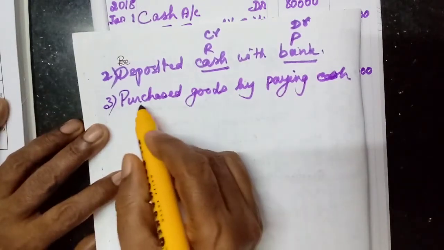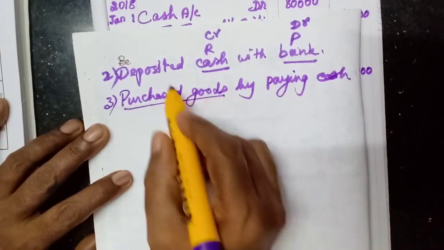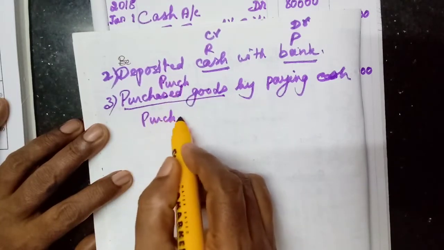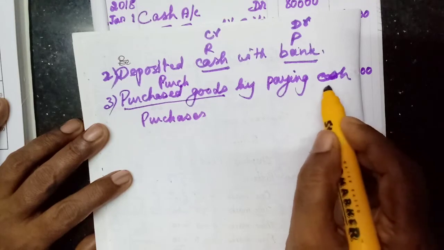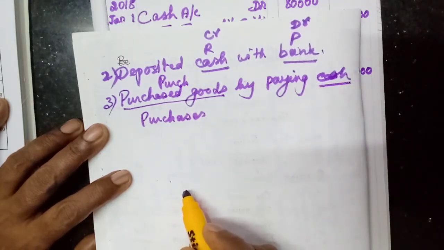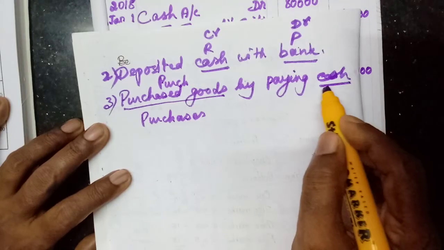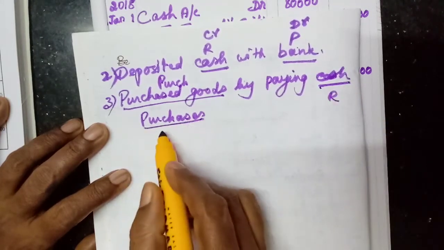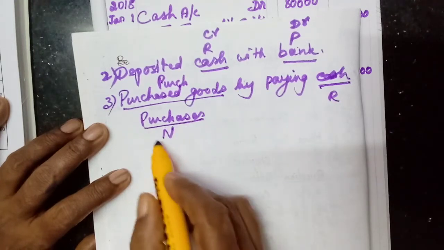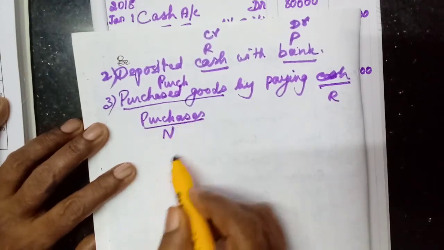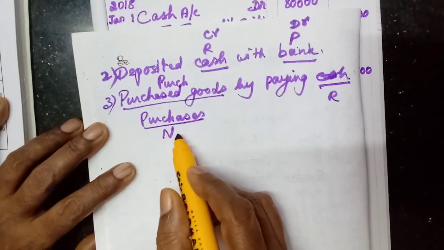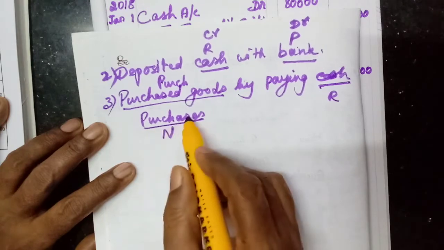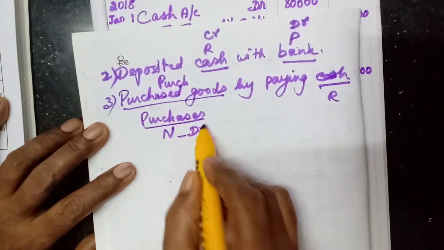Here, yesterday I told you, isn't it? Purchased goods means purchases. Okay, here I will write. Purchased goods means purchases. The other one, cash, isn't it? So, one account purchases, another account cash. Cash is real account. What is purchases? Nominal account. Because we spend, isn't it? It is an expense. Now, in nominal account, what we should debit? All expense and loss. Here it is an expense. So, we need to debit.